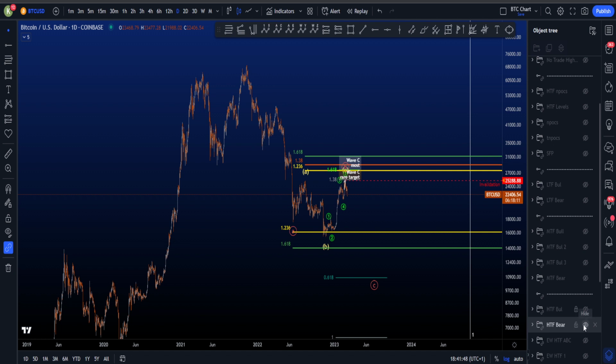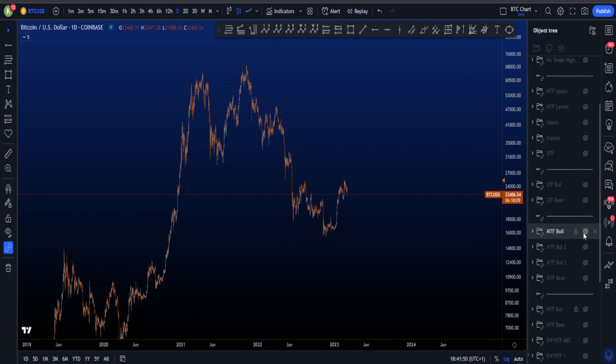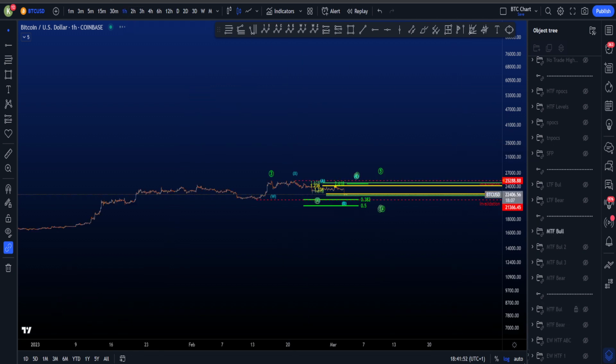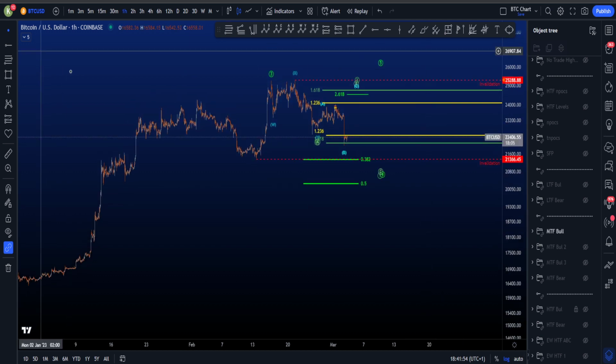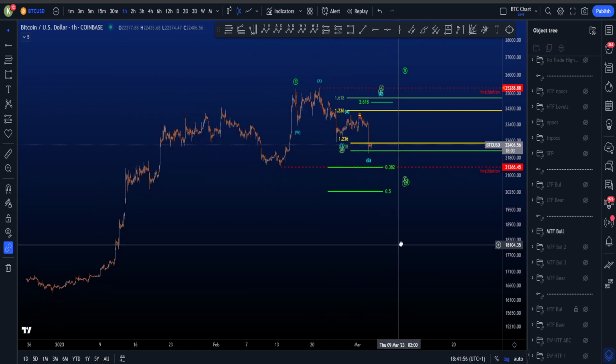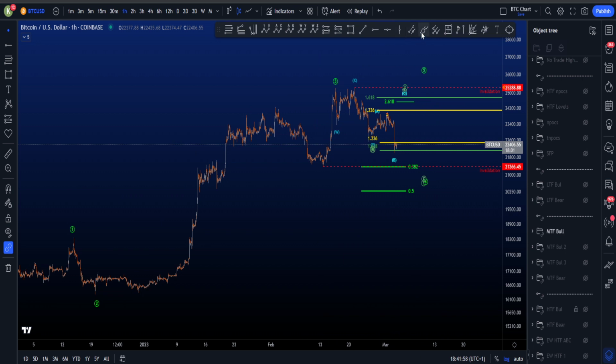That being said, on the high time frame bearish count, we go to the more medium time frame counts, which I think are always very interesting. So the yellow fibs that you see over here are the white ones on the high time frame count.